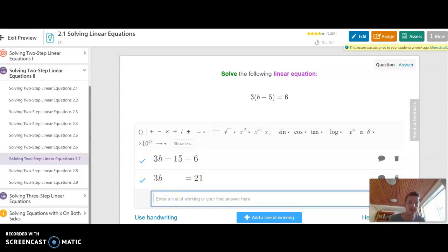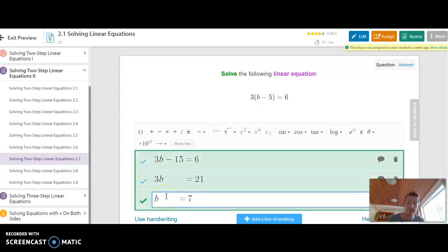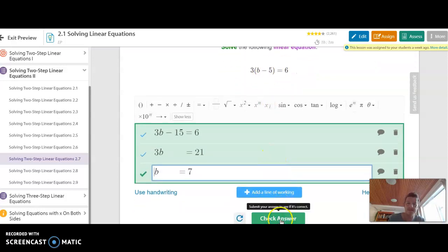Then my last step is to get rid of that 3 by dividing. So 3 divided by 3 is 1, so 1b. And that's going to equal, well, I have to do 21 divided by 3 on this side, which is 7. And again, I'm going to get rid of that 1. So I get b equals 7. And I can test that out by putting it back into my final equation. If I do the brackets first, 7 minus 5 is 2, and 3 times 2 equals 6. So I know I'm right.